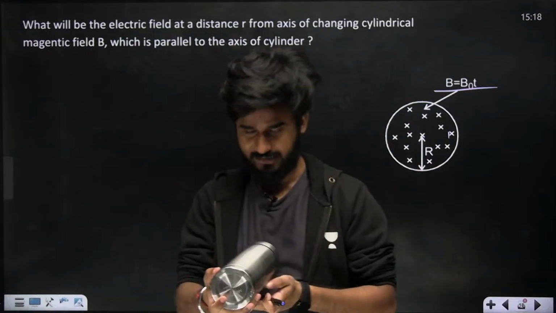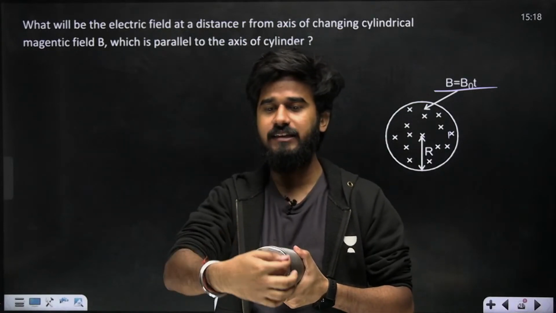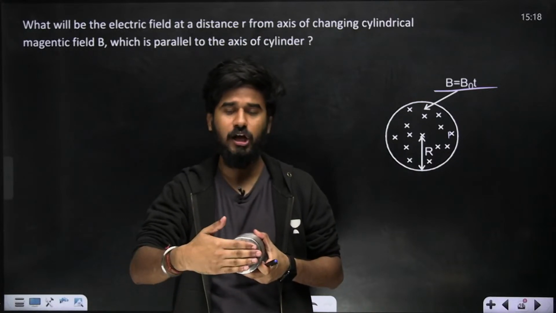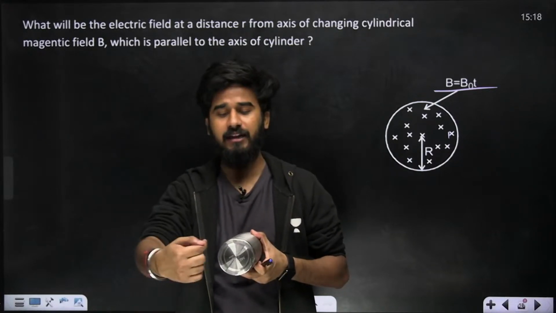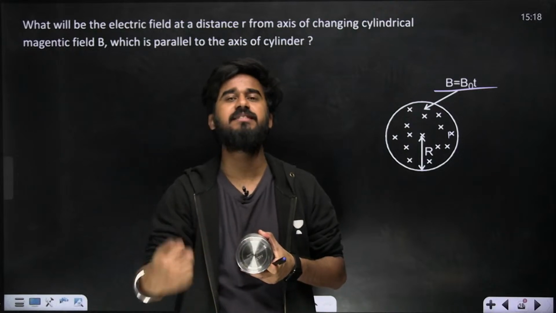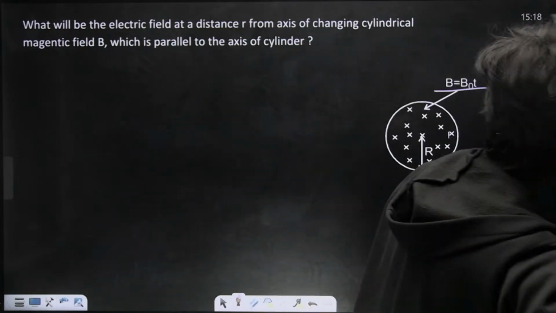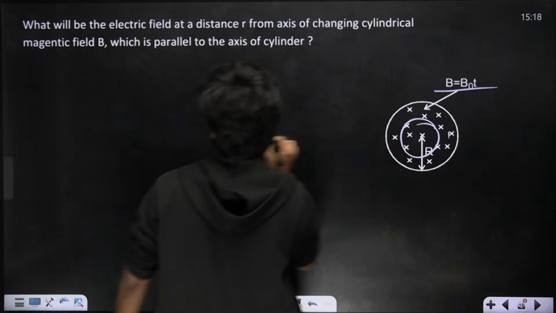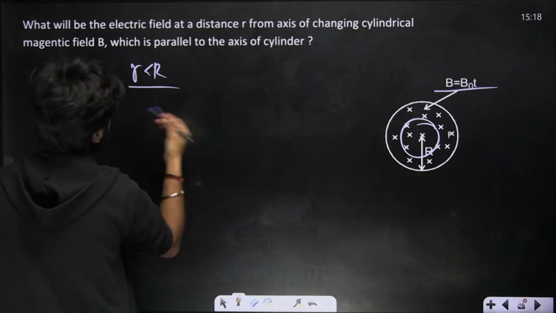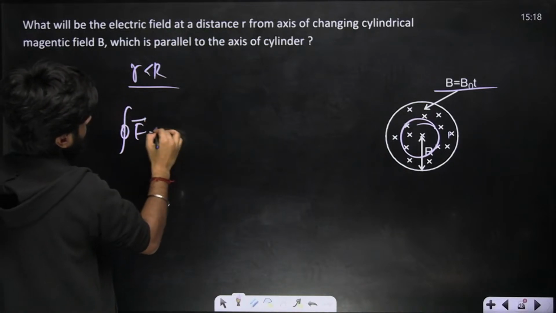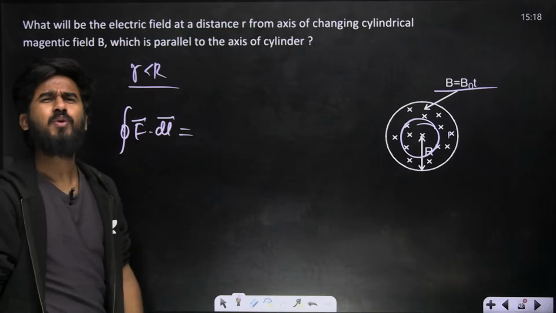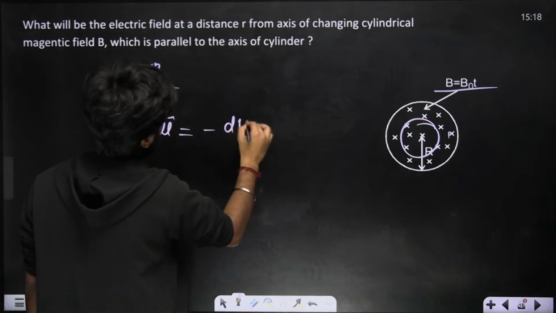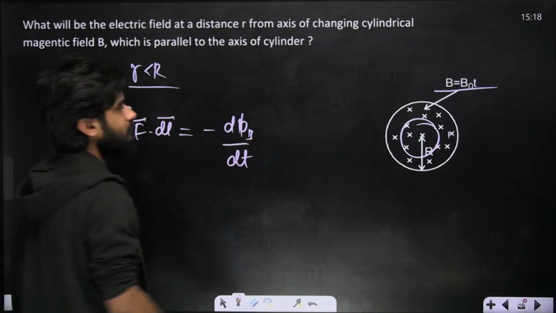Now listen very carefully. This is a cylindrical wire, and this is the cross-sectional area which you are seeing in this particular question. The magnetic field is inside, and we have to calculate the induced electric field. Suppose we are talking about the inside, where r is less than R. What is the expression? Closed integration of E dot dl is equal to, similar to what you applied in Gauss law, minus d phi B by dt.